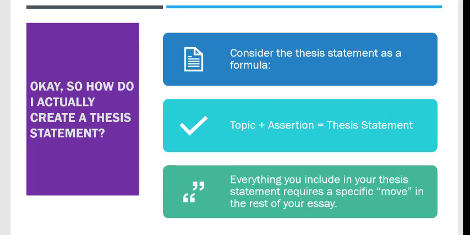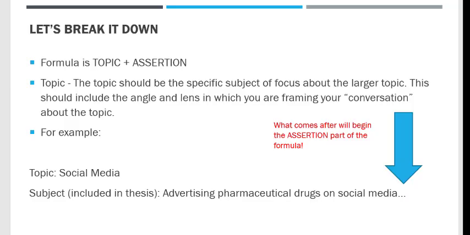So let's look at what I mean by this, and we're going to break down each aspect of this, okay? First, I indicated that the formula is topic plus assertion. So let's look at the topic part first. The topic should be the specific subject of focus, okay? So when I say topic, as you can see, I have the example social media.